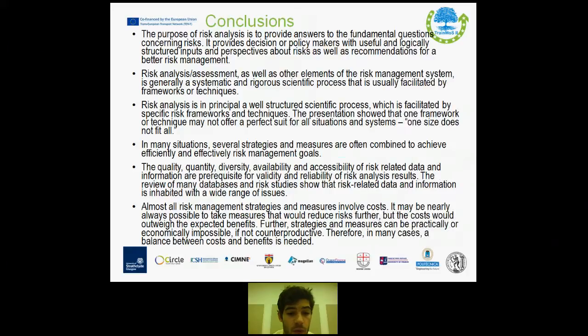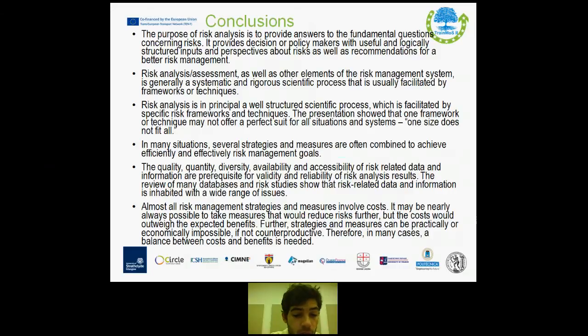The presentation showed that one framework or technique may not offer a perfect suit for all situations and systems. Therefore, one size does not fit all in the current procedures. In many situations, several strategies and measures are often combined to achieve efficiently and effectively risk management goals. The quality, quantity, diversity, availability and accessibility of risk-related data and information are prerequisites for validity and reliability of risk analysis results. The review of many databases and risk studies shows that risk-related data and information is inhibited with a wide range of issues, while finally, almost all risk management strategies and measures involve risk.